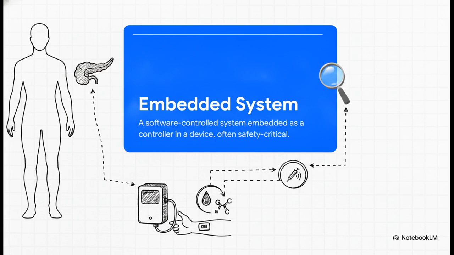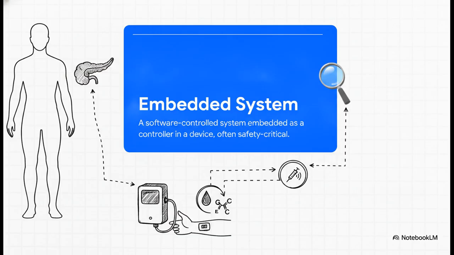And that brings us perfectly to our first case study, which is the insulin pump control system. But before we get to the pump itself, let's define what we mean by an embedded system. An embedded system is a software-controlled system that is embedded as a controller inside a hardware device. These are very often safety-critical, meaning they must operate with incredibly high reliability.